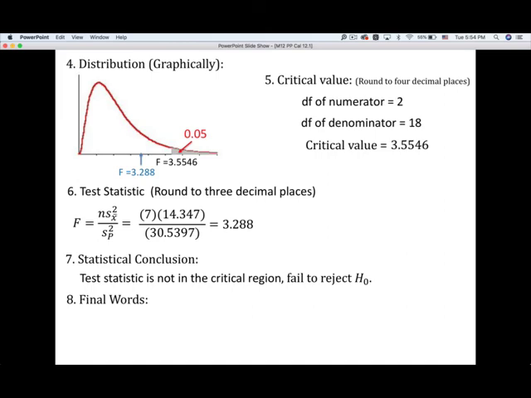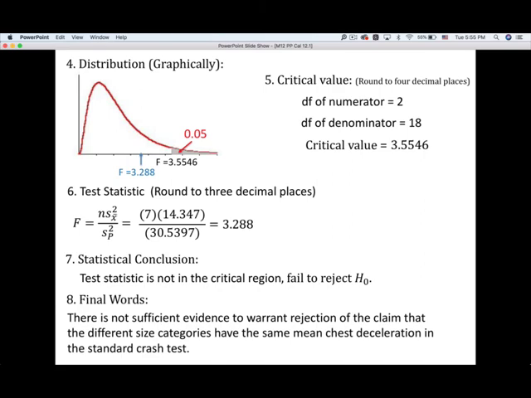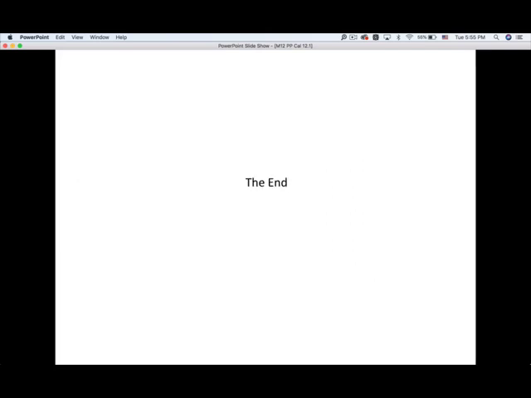So we fail to reject. Conclusion, that will be conclusion number 2: there is not sufficient evidence to warrant rejection of the claim. Make sure you give me the complete sentence. Okay, so this is how we use the critical value method to perform the hypothesis testing of ANOVA. That's it, section 12.1.